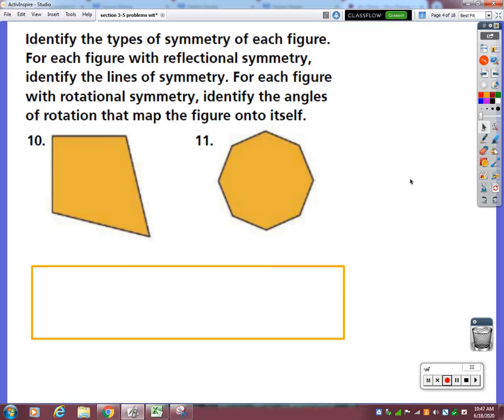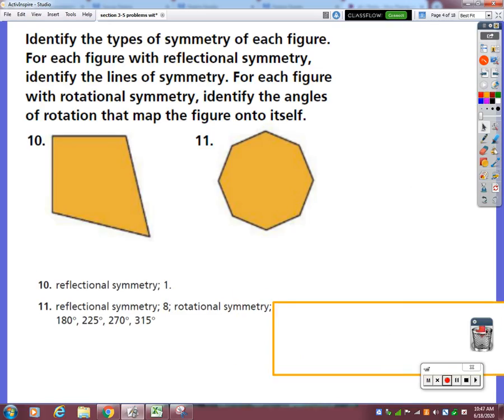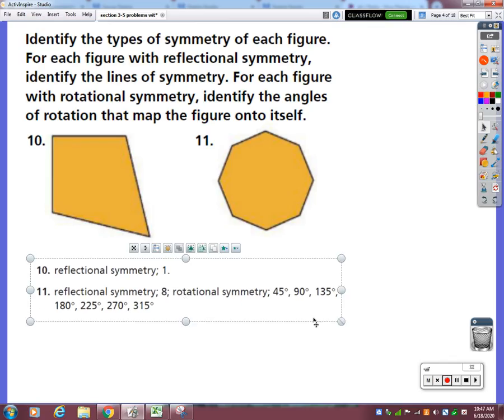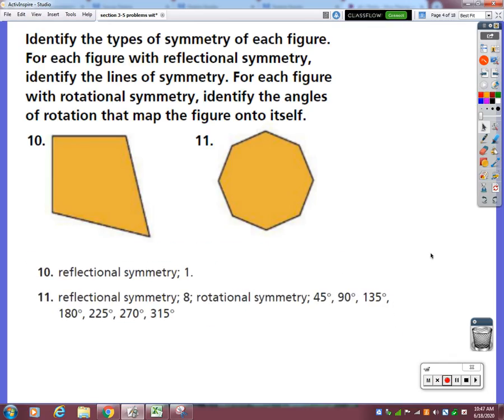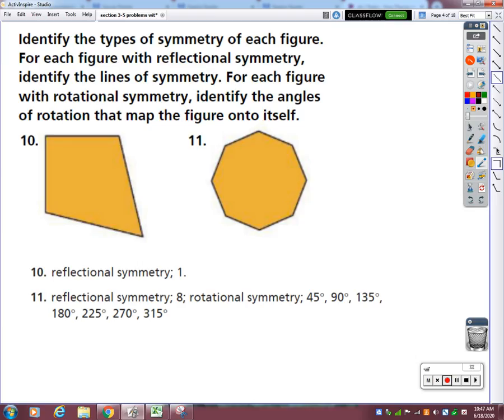Okay, what do we got going here? Looks like a lot. So for number 10, okay, that just has reflectional symmetry. It looks like right down the middle there. And that's going to be the only line of symmetry, because if I try and draw one here, then the top is bigger than the bottom, but I made a kite, so that's fun.